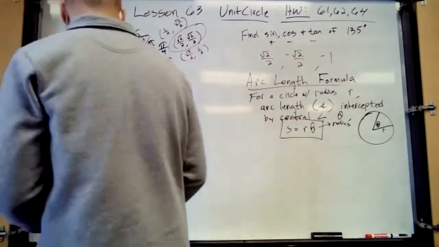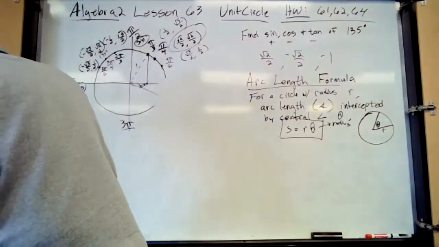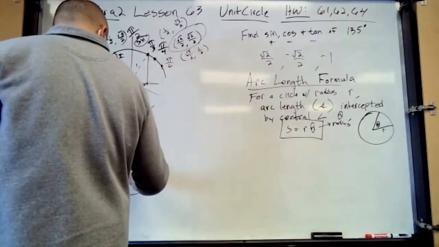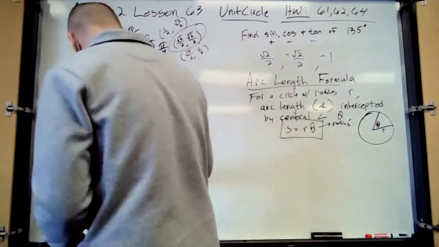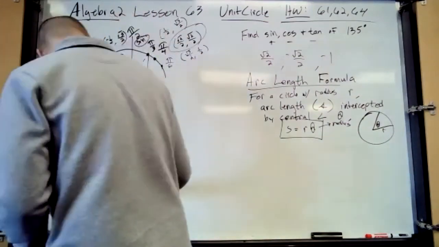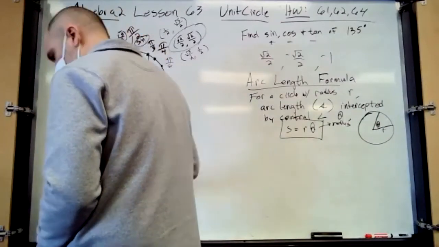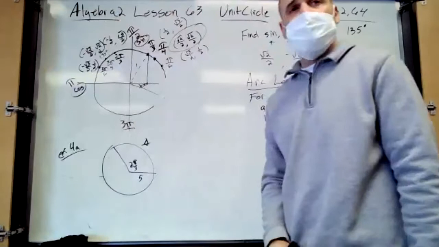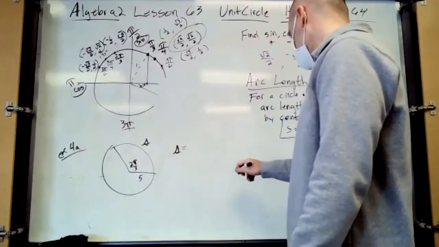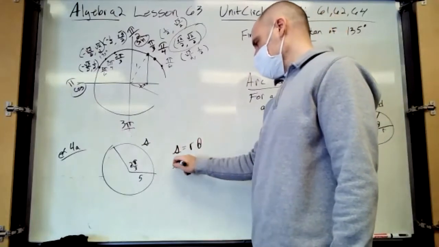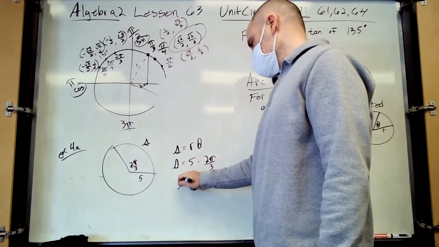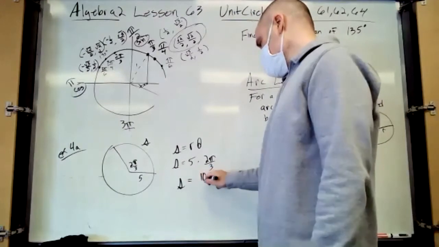Okay, here's what 4a says. Find the length of this arc here. We'll call this 2 pi over 3, and then this is 5 centimeters. So I want to find this arc length. Let's plug it into our formula. S equals r times theta. Well, radius is 5, theta is 2 pi over 3. So that arc length is going to be 10 pi over 3.